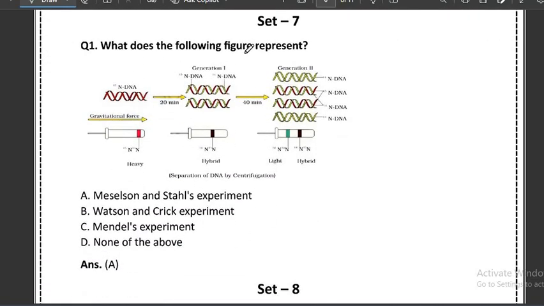Next question, what does the following figure represent? Option A, Meselson and Stahl experiment. Watson and Crick experiment. Mendel experiment. None of these. Correct option A, Meselson and Stahl experiment.